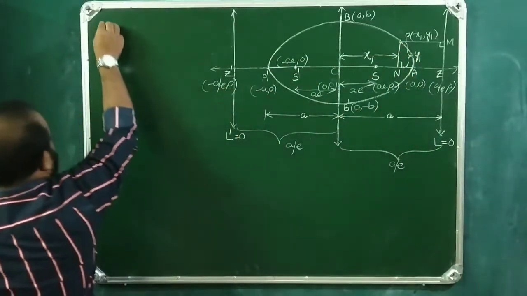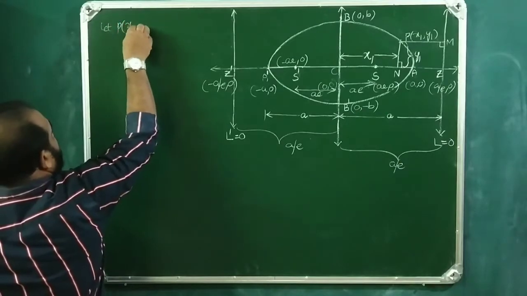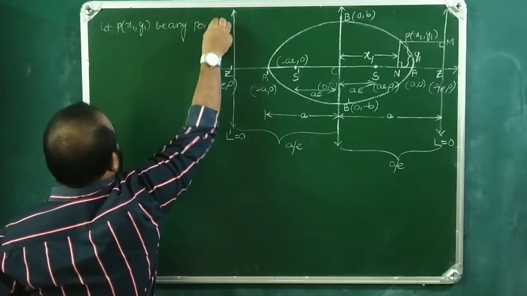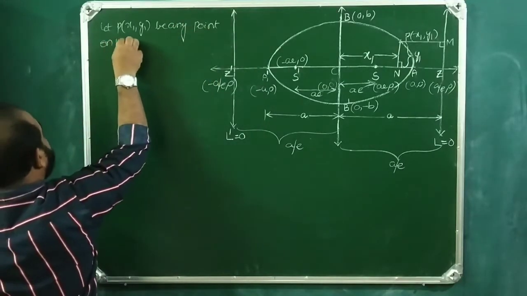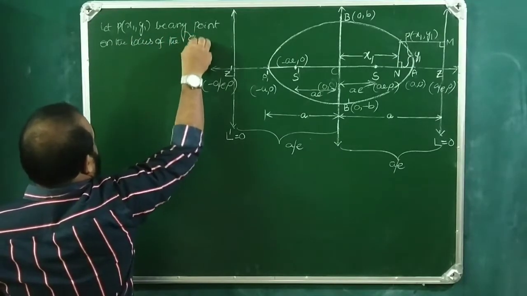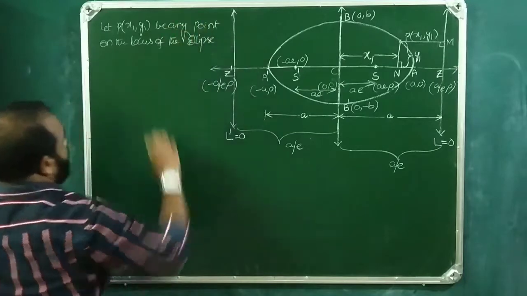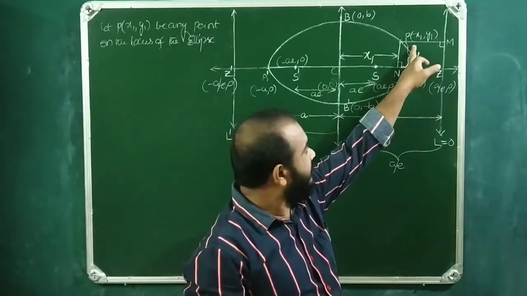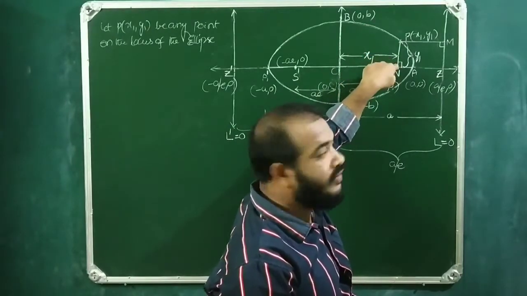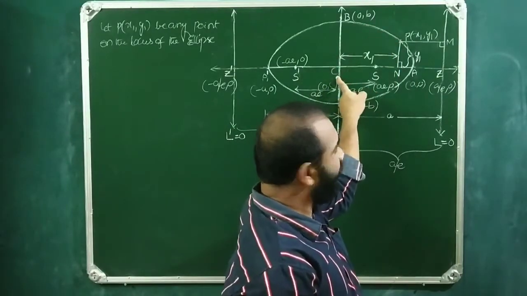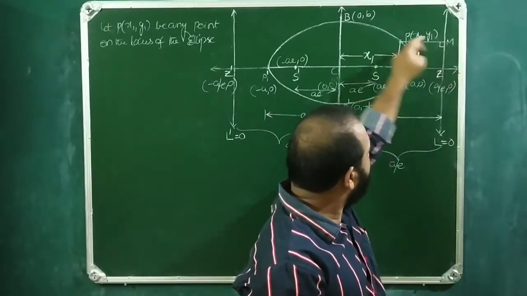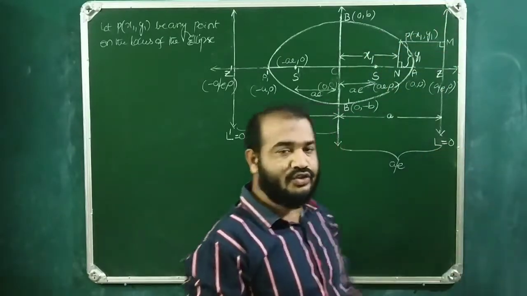Let P(x1, y1) be any point on the locus of the ellipse. So P is any point on the ellipse. PN is the projection of P on the x-axis CZ, and this M is the projection of P on the directrix L equals to 0.